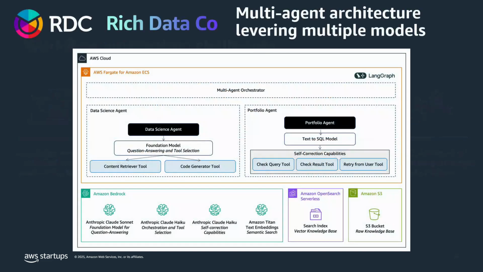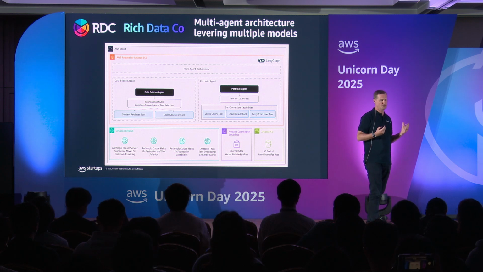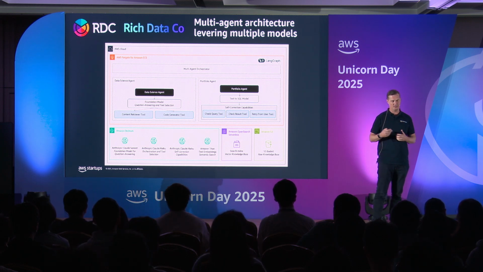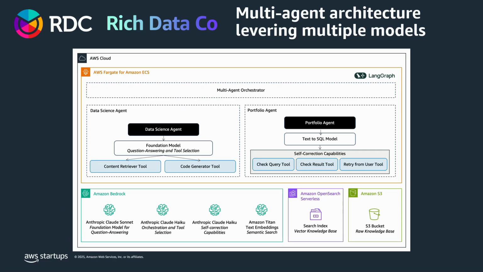So I'm going to give you one example here of a customer in ANZ, which is in Australia, who built an agentic architecture for credit decisioning using Bedrock and LangGraph. So what they've done is they've built two different types of agents. On the left, there's a data science agent.